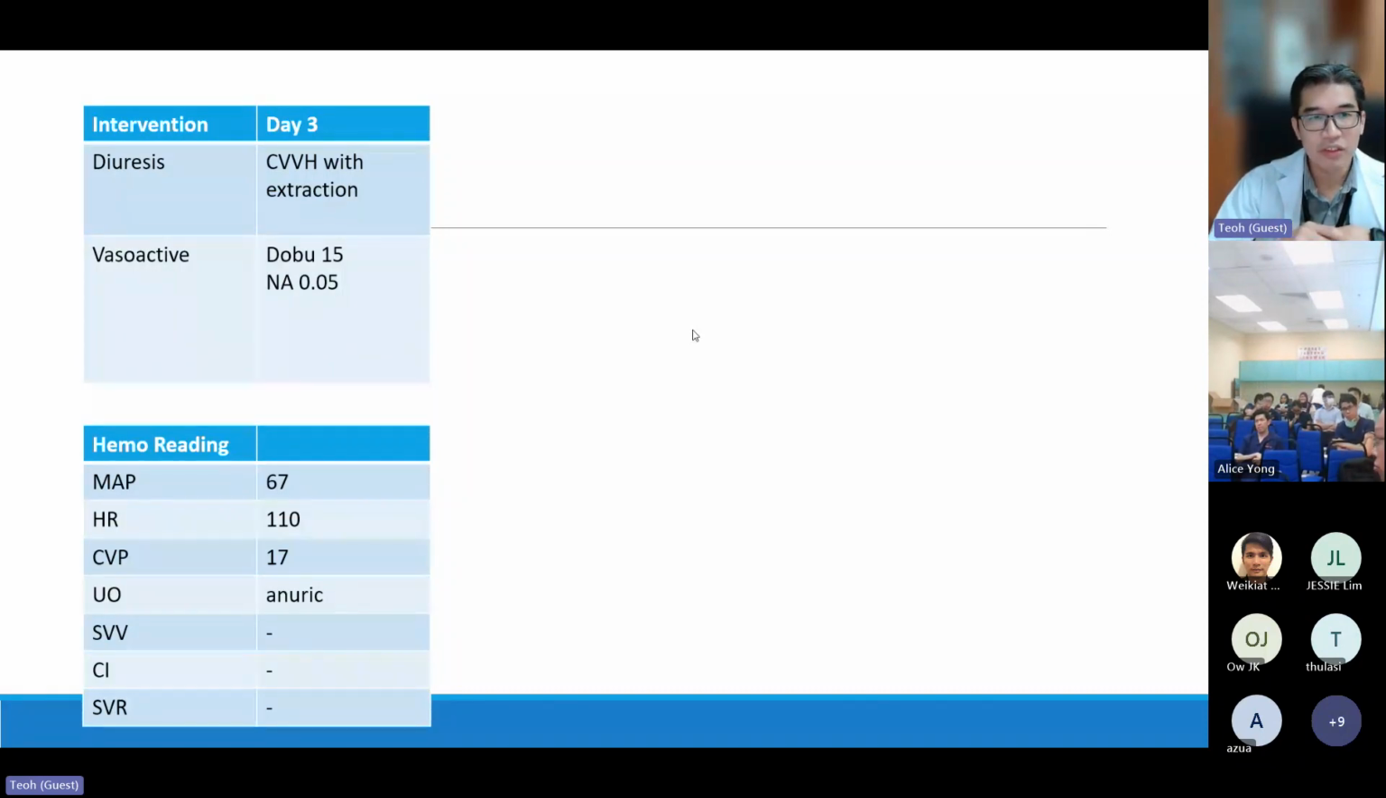After the resuscitation, these are the inotrope dosages. Dobutamine is 15 mcg per kg per minute. Noradrenaline is 0.05 mcg per kg per minute. And mean arterial pressure 67, heart rate 110, CVP 17, and anuric. At the time, there is no hemodynamic monitoring yet.